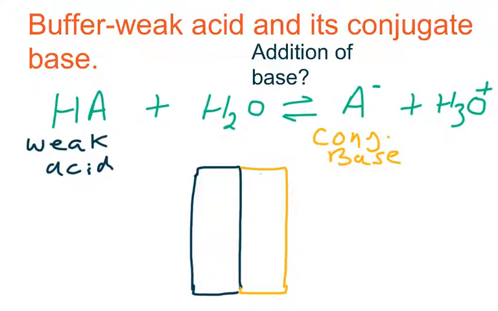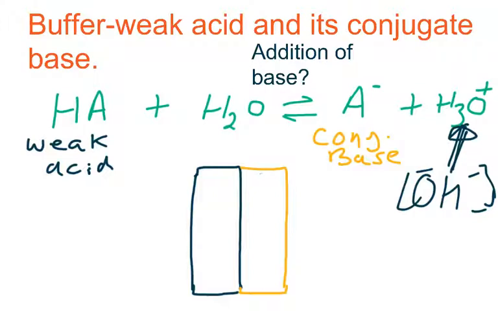What happens if we add more base? Now, let's say we represent base as OH-, the concentration of OH-. What's that going to do? That's going to remove our H3O+. Remember, this original reaction was an equilibrium moving back and forth at equal rates. When we remove that H3O+, that's a stress, right? So what's going to happen? The reaction will shift this time to the right.